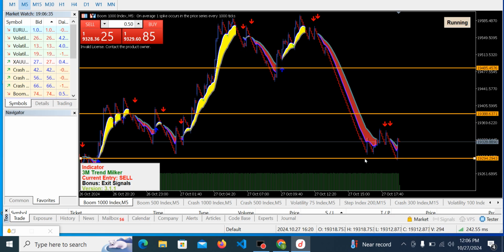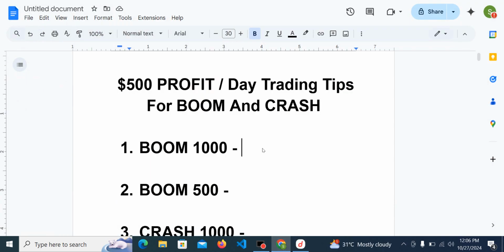This is Boom 1000. I'm on the 5 minute time frame using the 3M trend maker trading indicator. This actually got to the support zone just where we are saying there is, and of course guys, if it breaks out below this, then it will sell more, but if it does not, it will go back on uptrend. So for now this is still selling until it is unable to break out below the support zone.